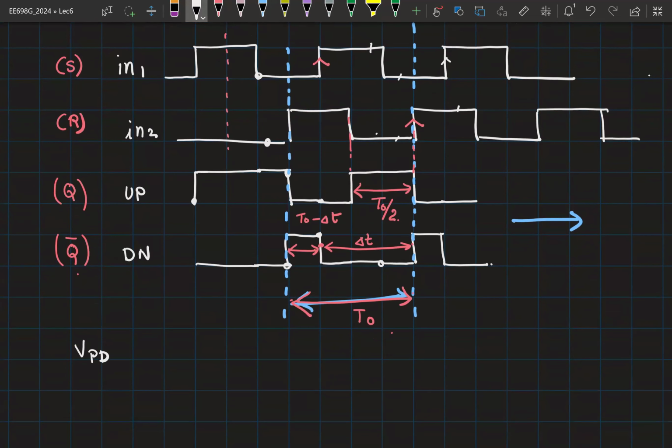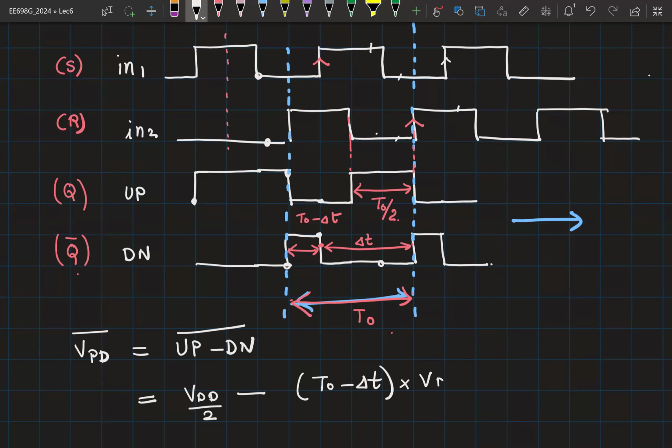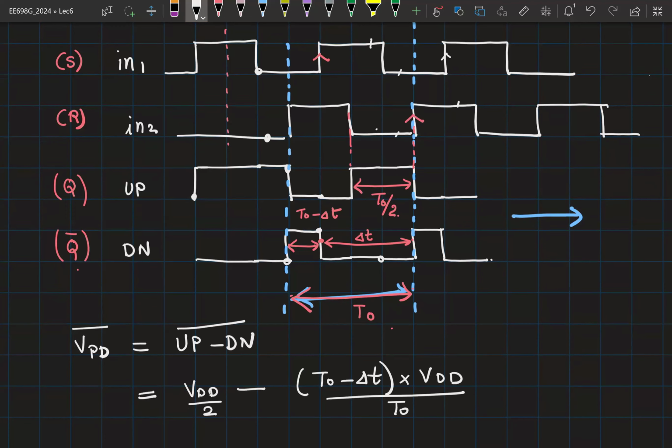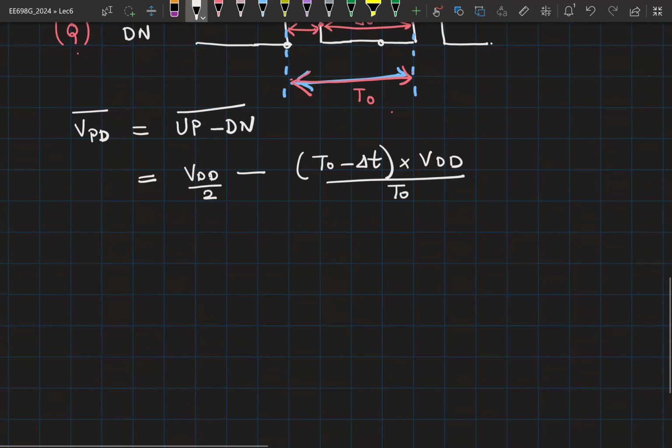my average VPD is average value of up minus down. What is the average value of up? So this is VDD by 2 minus average value of down, which is T naught minus delta T into VDD by T naught. Okay, any questions on how I've written the equation?